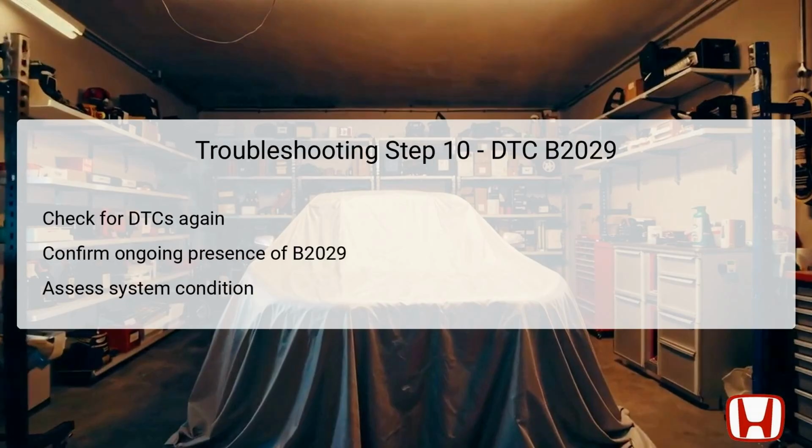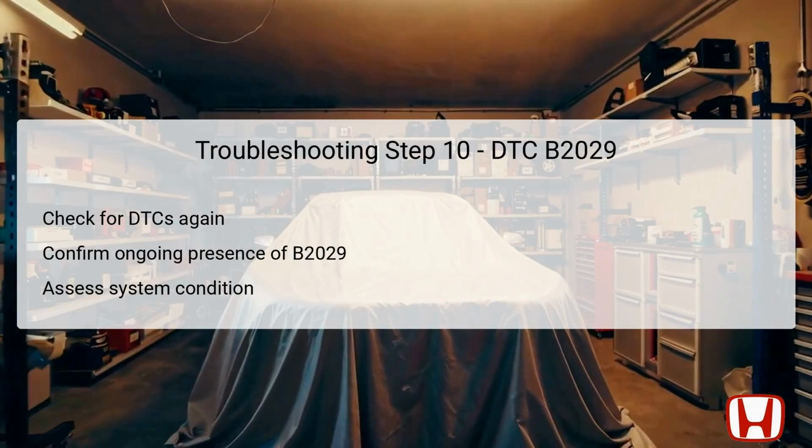In this step, the technician must once more check for diagnostic trouble codes with the HDS after operating the inside door handle. Retrieving the codes again serves to confirm if DTC B2029 has reappeared following the manual test. The presence of the error code after this procedure may indicate a persistent failure in the circuitry or control unit associated with the remote control assembly.